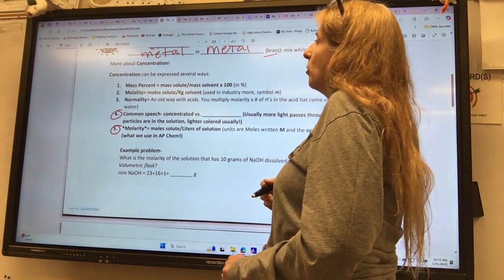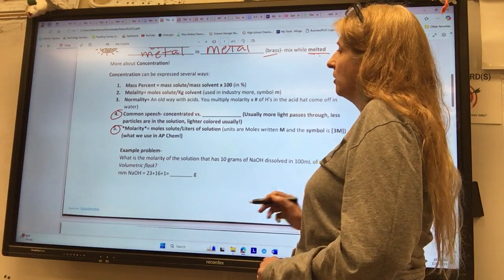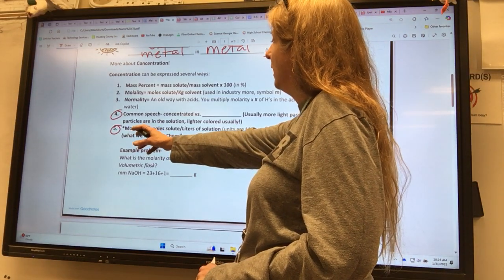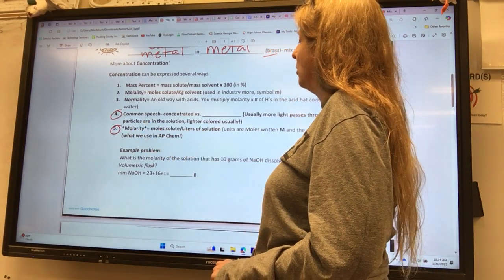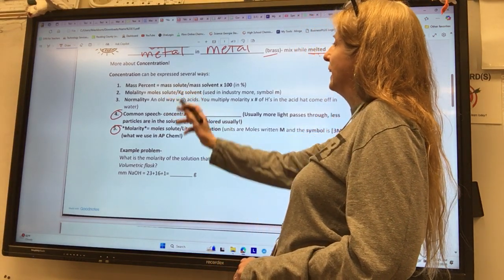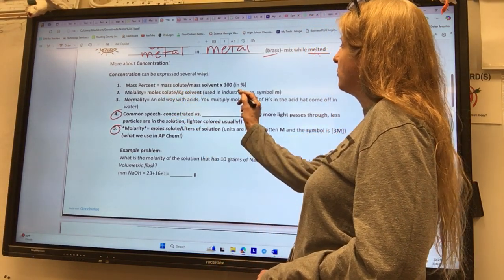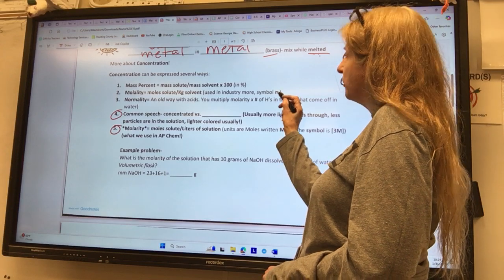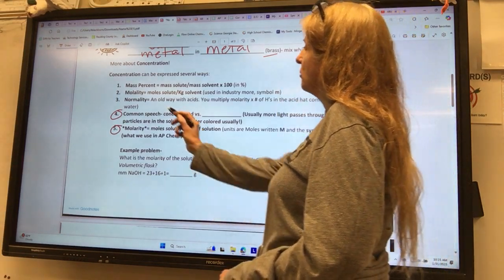There's another one called molality. It's got L instead of R there. And it's the moles of solute divided by kilograms of solvent, and they use that in the industry, and the symbol is little m. There's another one called normality.